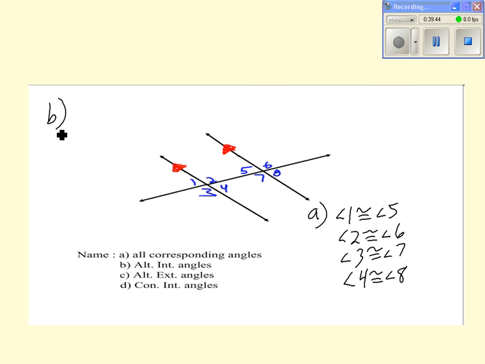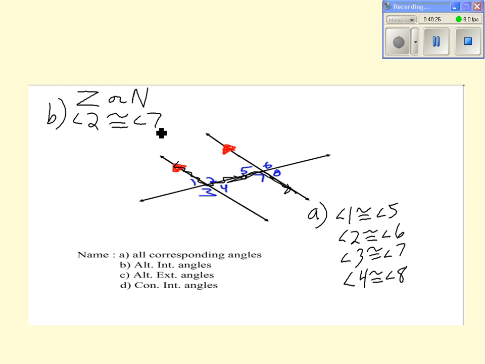Alternate interior angles. Name me a pair of alternate interior angles. Remember, alternate interior should form a what when you trace them? A Z or an N. They've got to be interior angles, so inside, and they're on opposite corners on the inside. 2 and 7. If I trace those two, 2, 7, they form a Z, sort of. So angle 2, and we knew that alternate interior angles had to be congruent to each other.